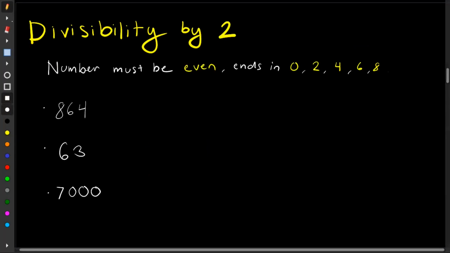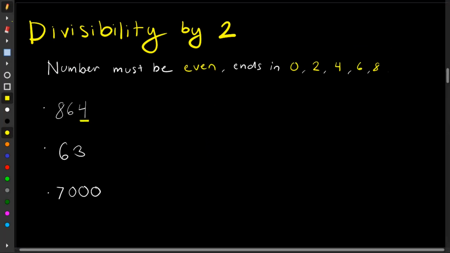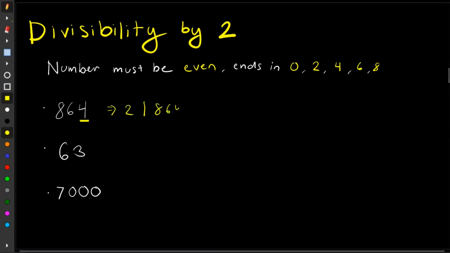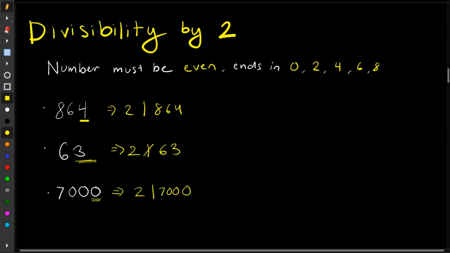Now let's go on to the divisibility by 2. We say that a number is divisible by 2 if it is even, or it ends in 0, 2, 4, 6, 8. For this example, this one ends in 4, so we know that it is even, so it is divisible by 2. On the other hand, this one ends in 3, so it is not even, it is odd, so it isn't divisible by 2. Lastly, clearly, this is also even since it ends in 0, so it is also divisible by 2. Simple as that.